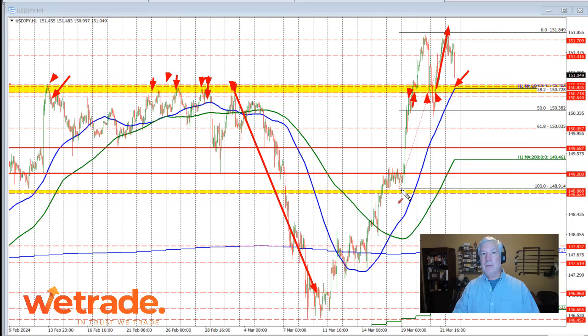By the way, the 38.2% retracement of this move to the upside is also in that area, 150.73. So get below it, and you should see buyers turn to sellers in the dollar yen again today and going forward.